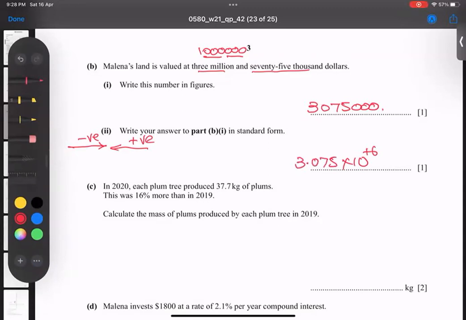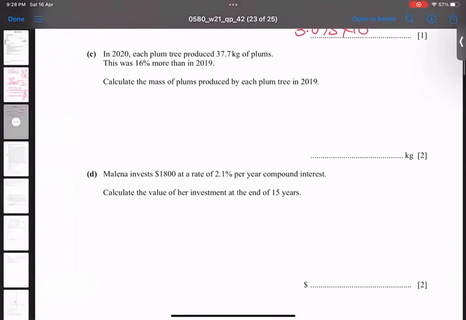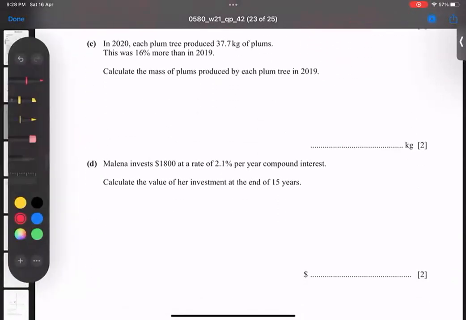Okay. After this, next we have the C and D parts. Two parts left on this question, I think. In 2020, each plum tree produces this many kilograms. This is 16% more. More means after adding 16 to 100. So this is equal to this one. So two titles again: the title of the kilogram and the title of the percentage.